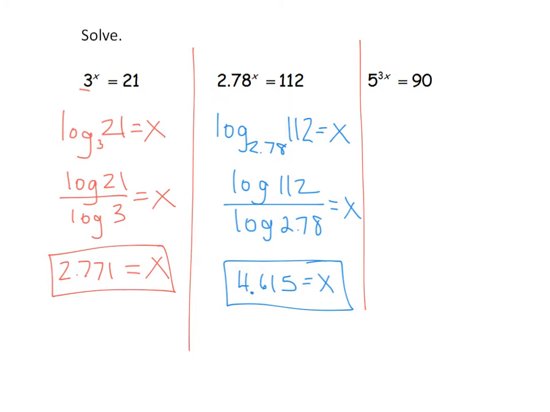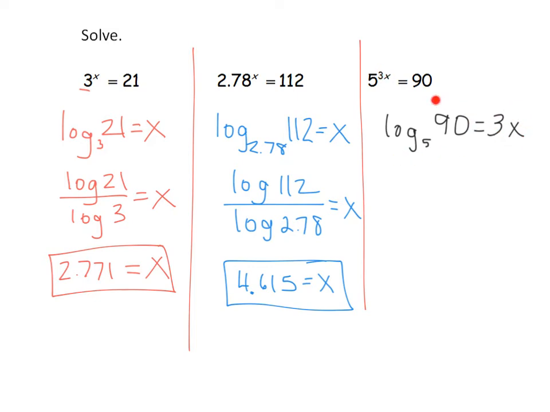All right, now the next one is just a little bit different. Notice that this one says 5 raised to the 3x power equals 90. We have still got our step 1 completed, and that is to isolate the base and the exponent. That is alone on one side of the equal sign. So next we are going to change this to a log. We're going to write log base 5 of 90 equals 3x. Notice our log is still equal to our exponent, which is 3x.